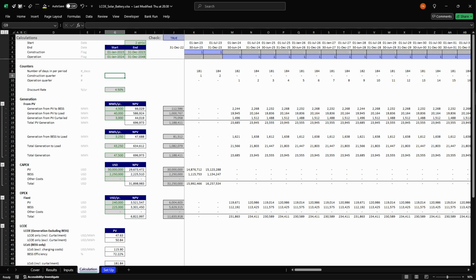Now, let's dive right into today's topic: the levelized cost of storage.